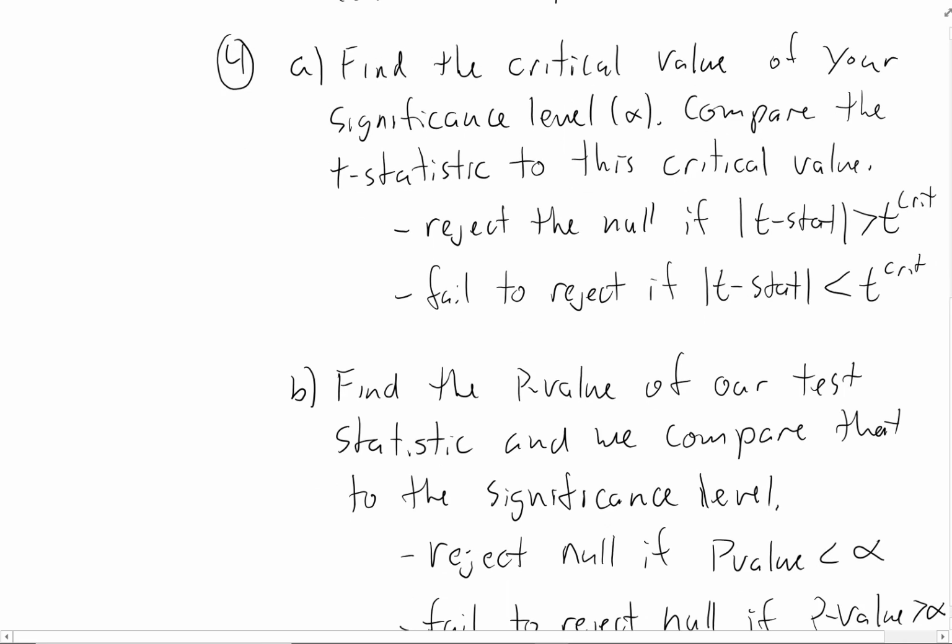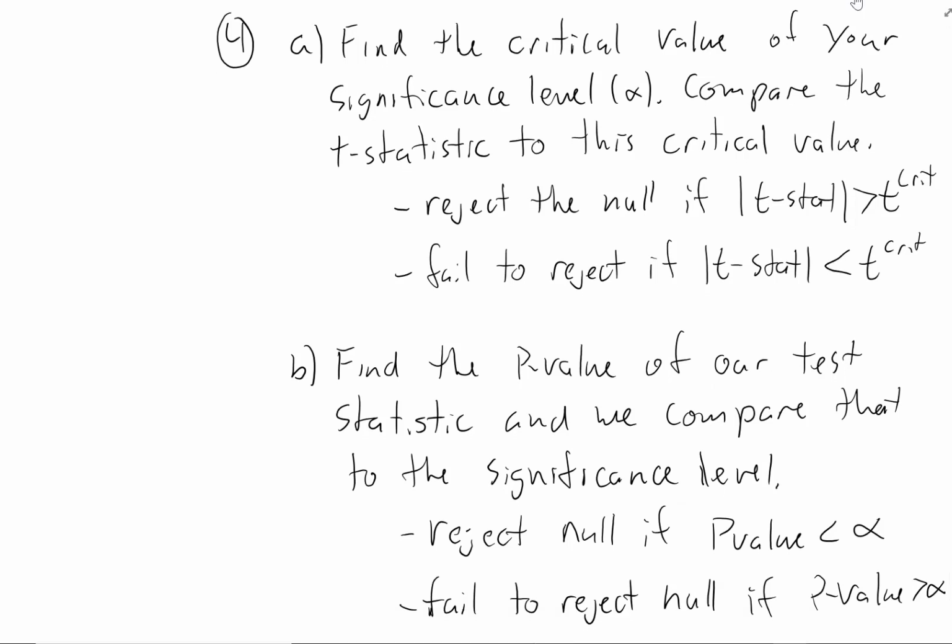The first is to find the critical value of the significance level you've chosen and compare this t-statistic, or this test statistic, to this critical value. You're going to reject if this test statistic, or the absolute value of it, is greater than the critical value, and fail to reject in the opposite case. Alternatively, we could use the p-value. To do this, we'd calculate the p-value for the test statistic that we have, in this case a t-stat, and we're going to reject the null if this p-value is below our significance level, and fail to reject the null if the p-value is above our significance level.